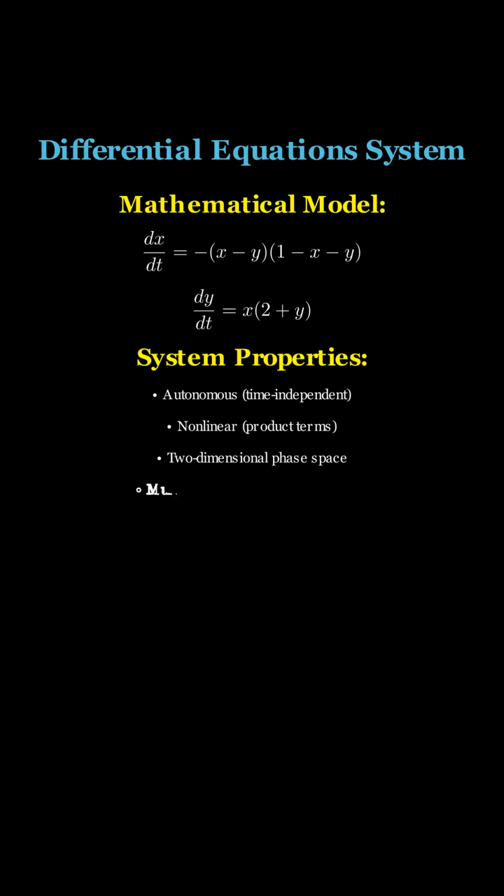Let's begin by examining our system of differential equations. We have two equations that describe how the variables x and y change over time. The first equation is dx/dt equals negative of (x minus y) times (1 minus x minus y). The second equation is dy/dt equals x times (2 plus y). These equations represent a nonlinear autonomous system, meaning the rates of change depend only on the current state, not explicitly on time.